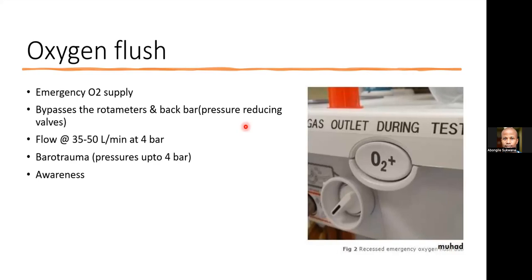So if you're using pipeline, it means you're giving the patient oxygen at a pressure of 4 bars, at a flow of about 35 to 50 liters per minute. You can see you can cause barotrauma, and if you are giving volatile anesthetic agents, then you will be putting that patient at risk of awareness under general anesthesia. So that is why people will say when your bellows collapse, you must press the oxygen flush.